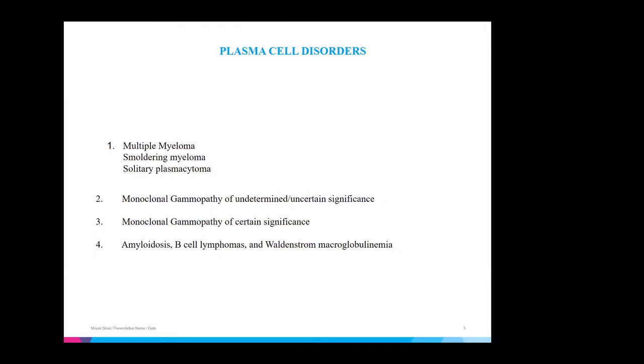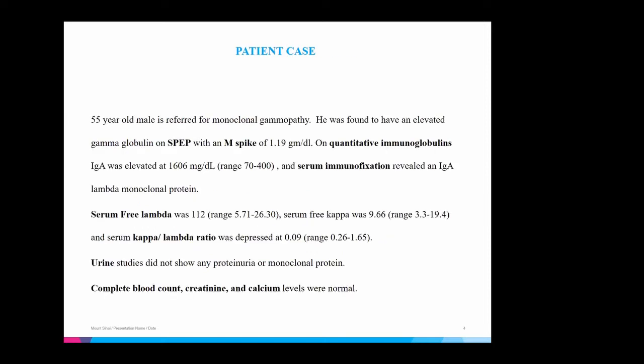So these are the large groups of plasma cell disorders. We'll spend the first part of the talk discussing multiple myeloma, smoldering myeloma, and solitary plasmacytoma. Then we'll spend some time on monoclonal gammopathy of undetermined or uncertain significance, and monoclonal gammopathy of certain significance. Finish up with some words about amyloidosis, B-cell lymphomas, and Waldenstrom macroglobulinemia.